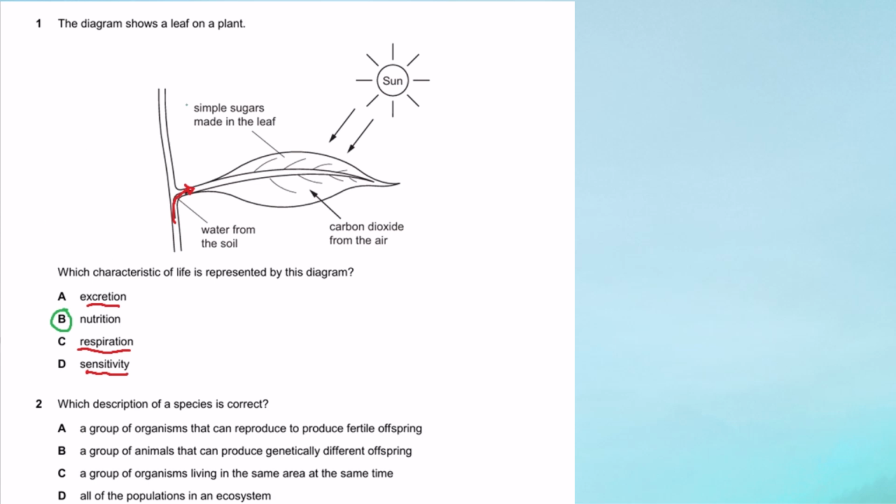Okay, the next one does the same. It gives us something that sounds like it could be something. We are told that we could look at a group of organisms that can reproduce to have fertile offspring, a group of animals that can produce genetically different offspring, a group of organisms living in the same area, this is population, or the relations in the ecosystem. So again, the important thing here is to remember the definition, and the definition is that species are something that can produce fertile offspring. So our answer here would be A.